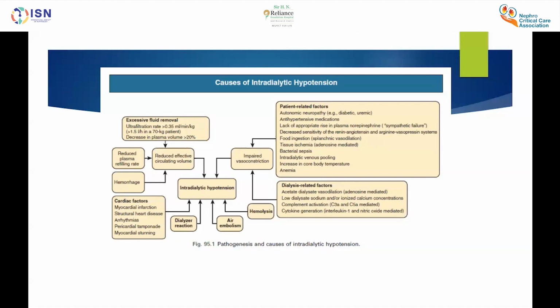These are all patient-related factors, whereas dialysis-related factors could be because of acetate dialysate vasodilation, which is adenosine mediated, low dialysate sodium or calcium concentrations, complement activation, or cytokine generation. Then we have hemolysis, air embolism, and dialyzer reaction, which could contribute to this intradialytic hypotension.